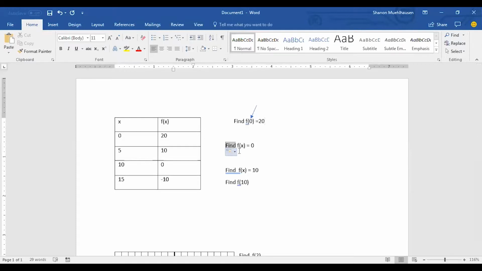The second one says find f of x equals 0. So again, whatever's in this parenthesis is our x, and we don't know that number. But we do know the answer that came out the other side is 0. So here I'm going to go to the answer column, find that answer of 0, and figure out what x led me to that answer. And we can see that x value is a 10 there. So if we want 0 to come out the other side, then the x we put in has to be 10.